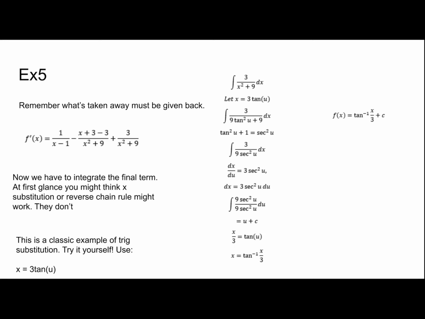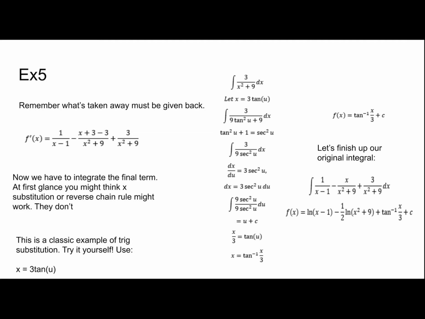So now let's finish up our question. We know how to integrate everything, so let's do it. Let's finish up our original integral: the integral of 1 over x minus 1, minus x over x squared plus 9, plus 3 over x squared plus 9. We get f of x equals ln of x minus 1, which is just basic ln rules, minus 1/2 ln of x squared plus 9, once again just an easy ln integral, plus the integral we just found, which is tan inverse of x over 3 plus c. And that's our final answer for this question.